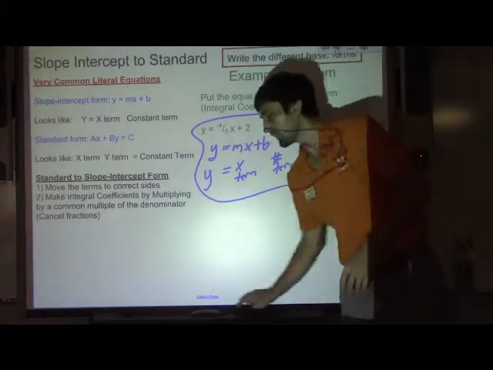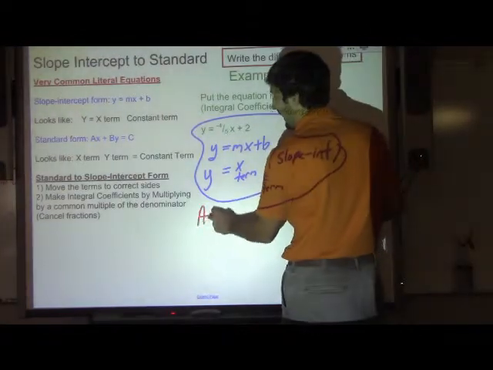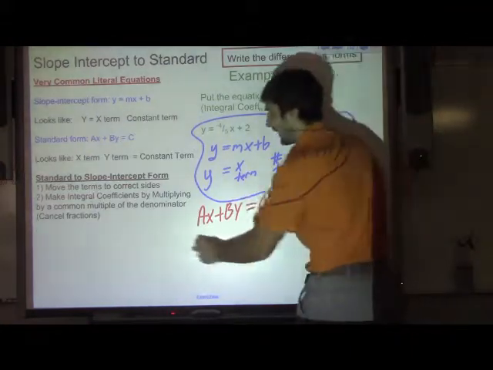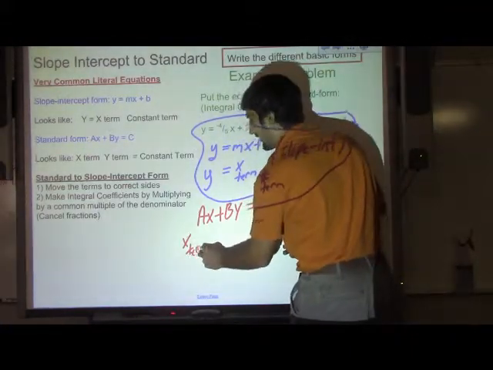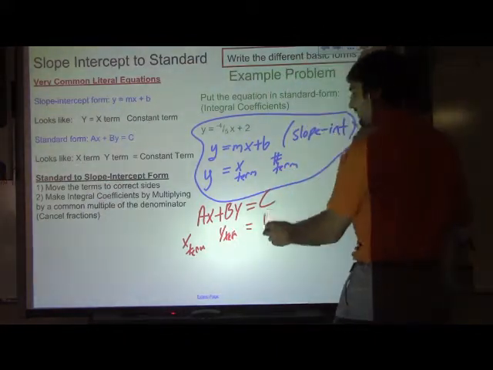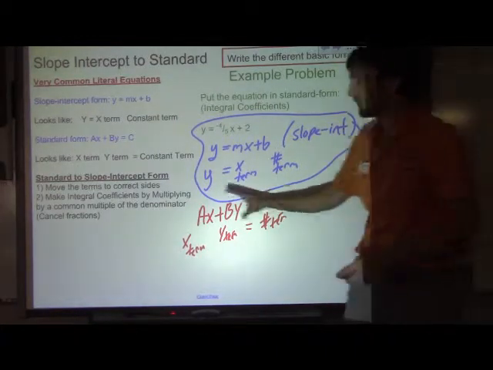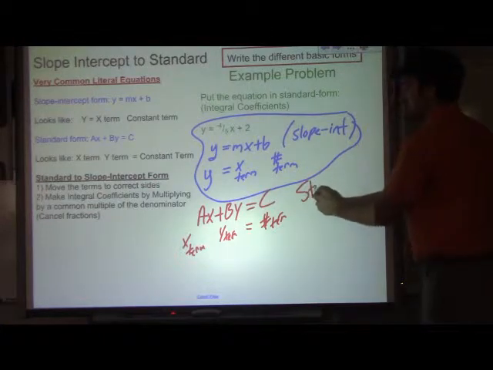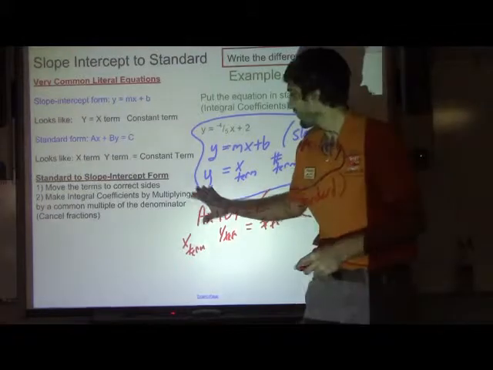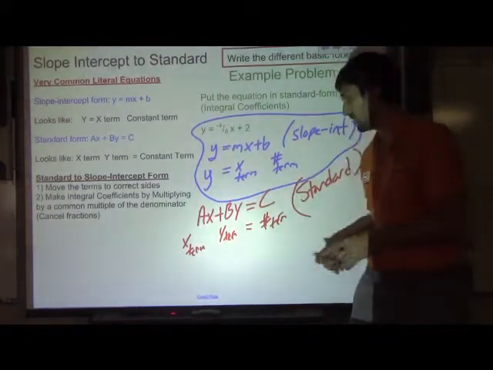All right, you should also write down the other form, just so we remember. Our goal is to make it into ax plus by equals c. And that's just saying we want the x term over here, then we want the y term, then we want an equals, and then we want the number term. Okay? And make sure you understand the location, and this is standard form. Don't get them mixed up. All right? So basically we're moving the variables to the correct spots in the equation.